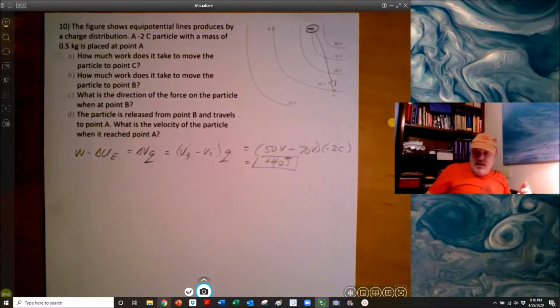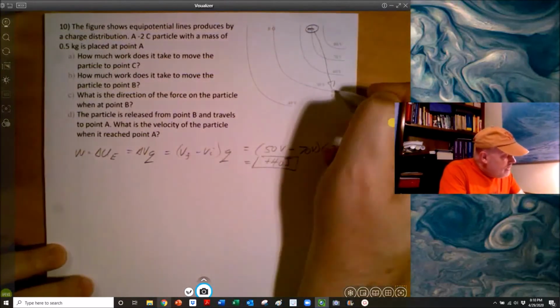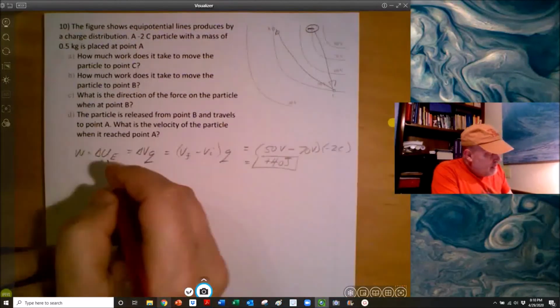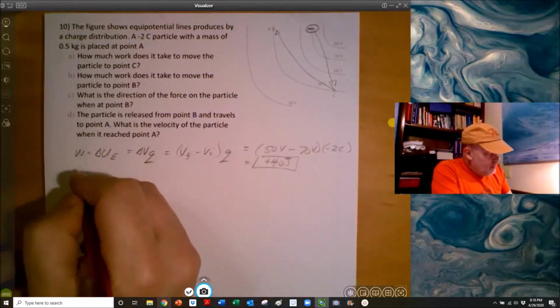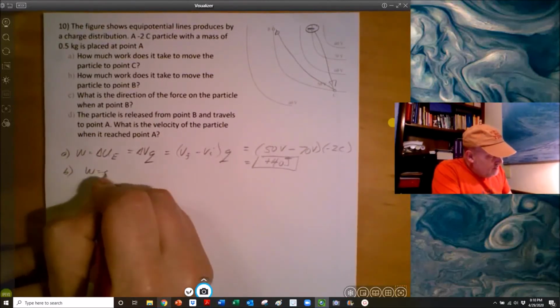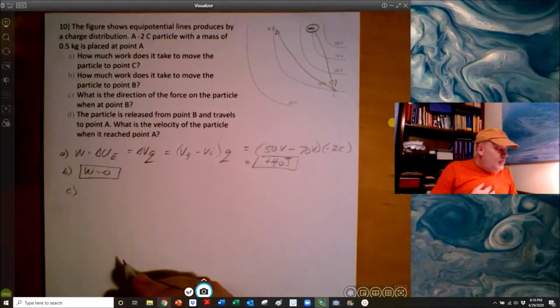Nice. Okay, part B says now we move this thing from C to B. So we move it from here to here. And hey, it's on the same equipotential line, so there's no work. So for part B, the work is 0. Easy. Part C, what's the direction of the force on the particle when it's at point B?